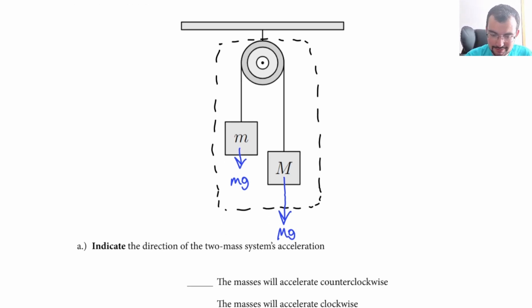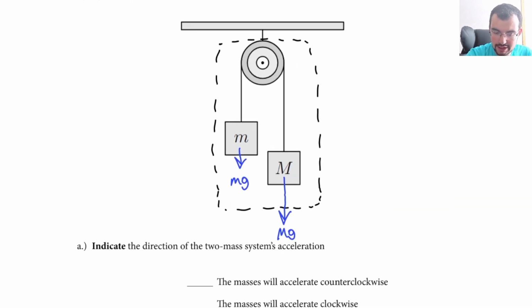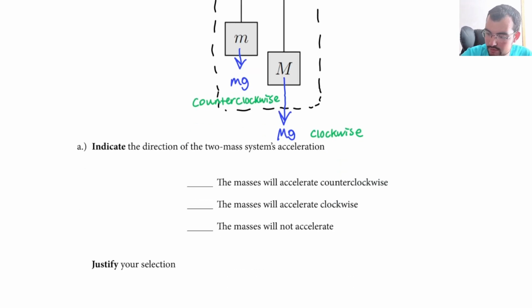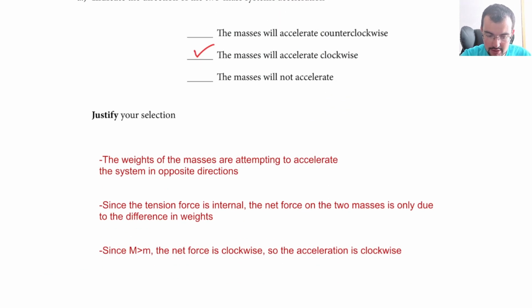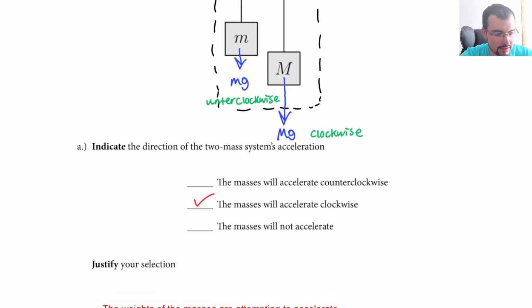So what we see is happening here is we want to know clockwise or counterclockwise. So this mg, the big mg, is trying to get the wheel to go this way, and the little mg is trying to get the wheel to go this way. So we have a clockwise force pulling me this way, and we have a counterclockwise force pulling me the other way. So as a result, we said the mg is bigger for the big M, so we get clockwise acceleration. The weights are attempting to accelerate the system in opposite directions, is what I said.